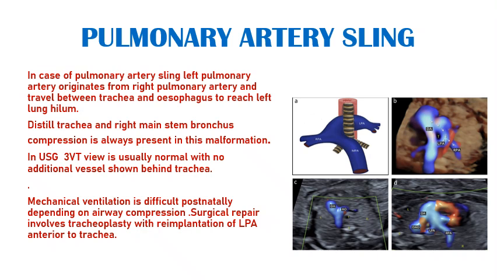Now, what is pulmonary artery sling? In case of pulmonary artery sling, the left pulmonary artery originates from the right pulmonary artery and travels between the trachea and esophagus to reach the left lung hilum. Distal trachea and right mainstem bronchus compression is always present in this malformation. In ultrasound, the 3-vessel trachea view is usually normal with no additional vessel seen behind the trachea. Mechanical ventilation is very difficult postnatally depending on airway compression.